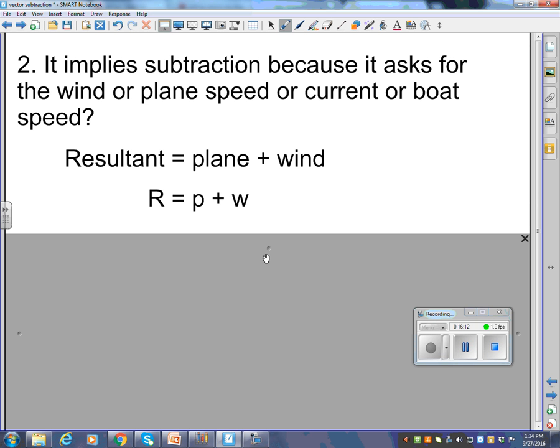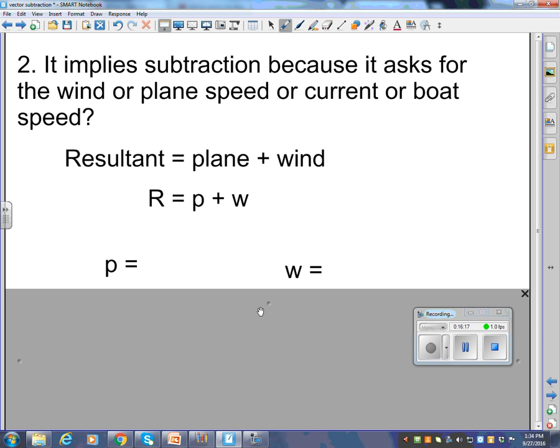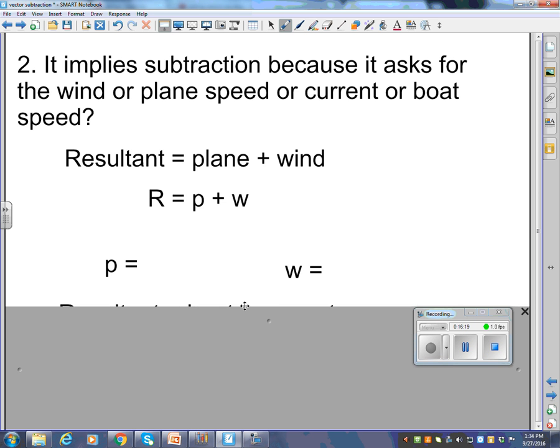Now what if I ask you for the plane or the wind speed? If I ask you for the P, the plane, you have to take this plus W to the other side and it becomes R minus W. How do we know it's subtract? It's a negative sign. If you're asked for the wind speed, the P goes to the other side and it becomes, how do you know it's to subtract? It says subtract.